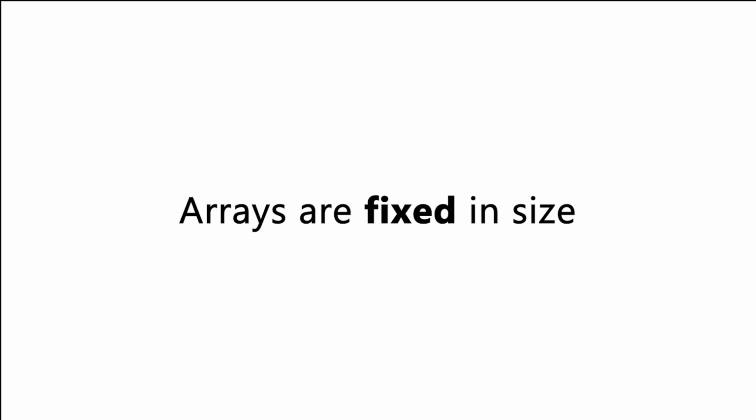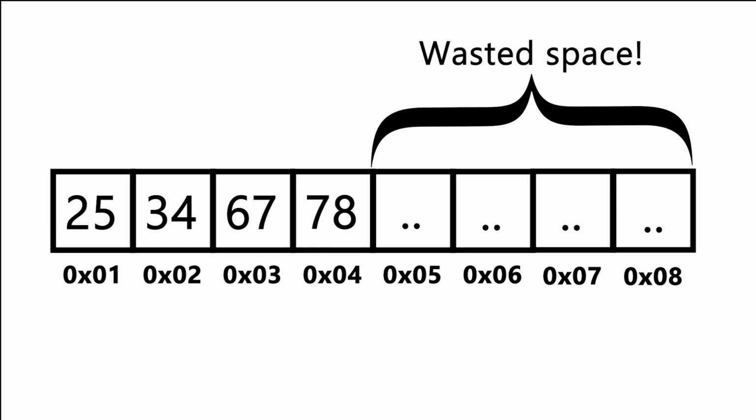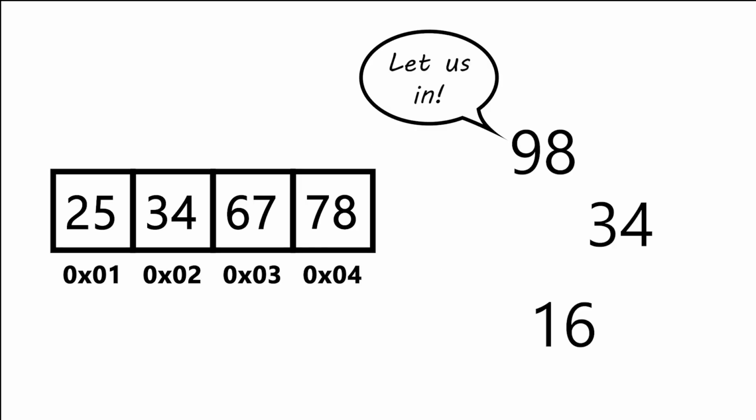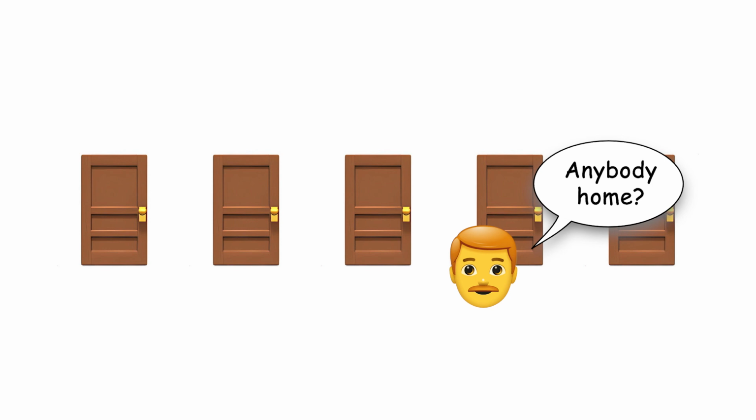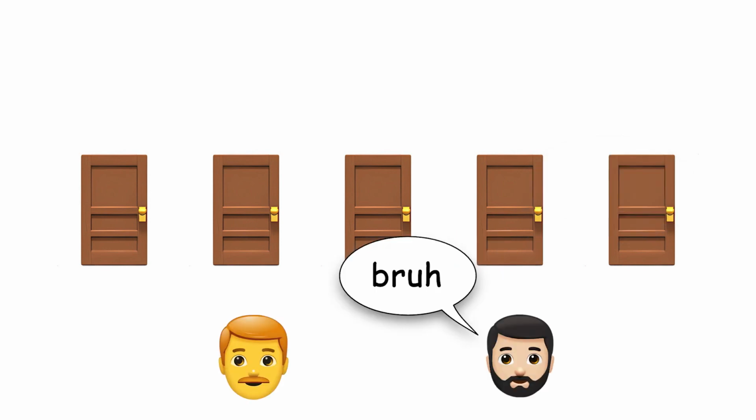Arrays have their limitations though. For one, they are fixed in size, which means that you'll either waste memory if you have less data to store, or won't have enough memory if you have more data to store. Similarly, if some guests cancel or show up at the last minute, you'll either end up wasting money in spare rooms, or not have enough rooms for the unexpected guests.